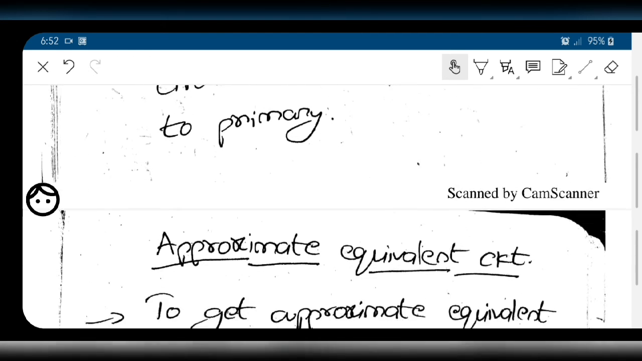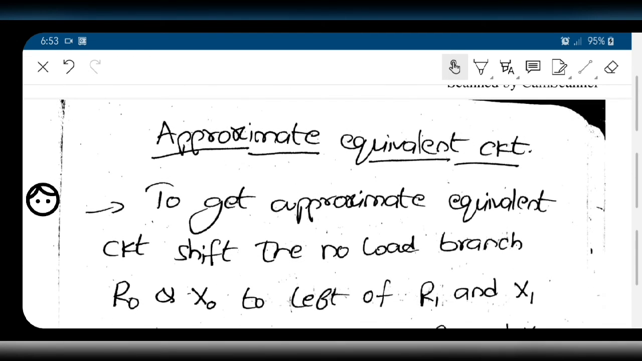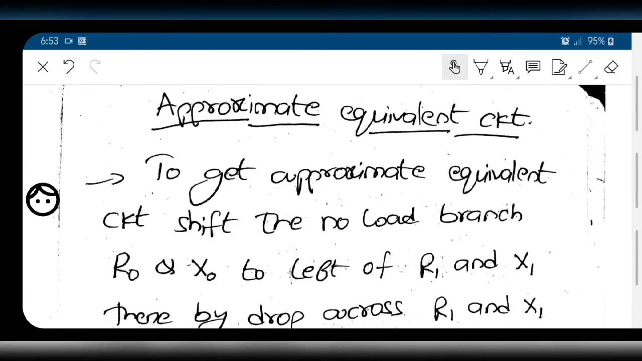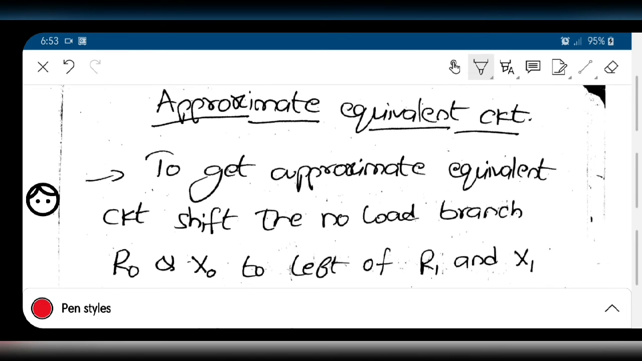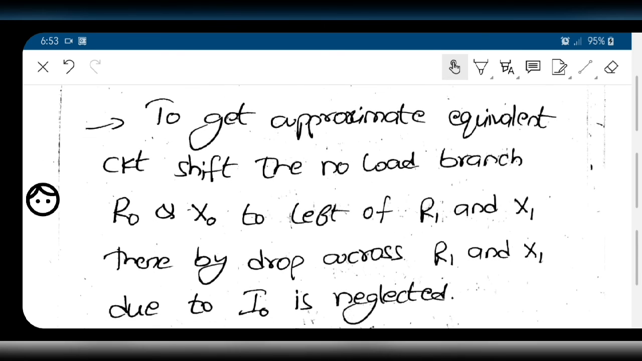Next we can do some approximations here. In a transformer, for simplification purposes, you can do some approximations. So next we will go for the approximate equivalent circuit. To get the approximate equivalent circuit, shift the no load branch R0 and X0 to the left of R1 and X1, thereby the drop across R1 and X1 due to I0 is neglected.